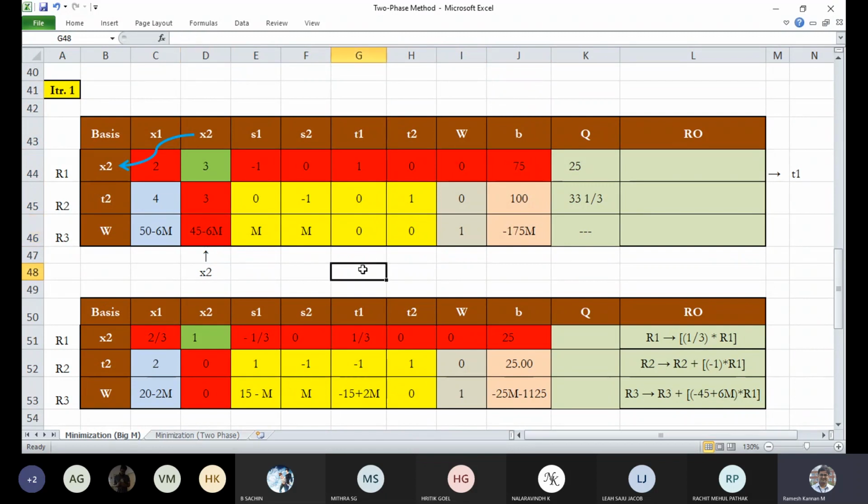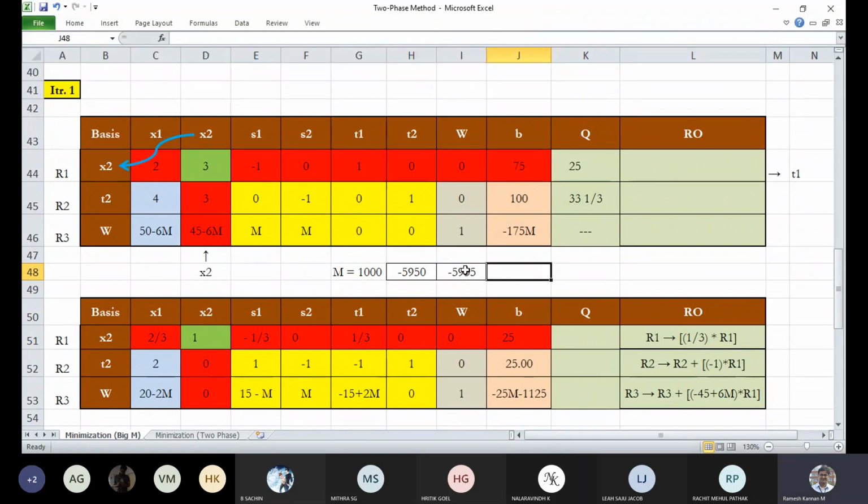How can we be sure it is a negative number? In the previous case, initially we talked about a value for m, right? So m to be 1000. So in this case I'm going to substitute m to be 1000. So 50 minus 6 into 1000, which is 50 minus 6000, that is minus 5950, whereas 45 minus 6 into 1000 is minus 5955. Take a look at that. When you take a look at this, which one is the most negative number?